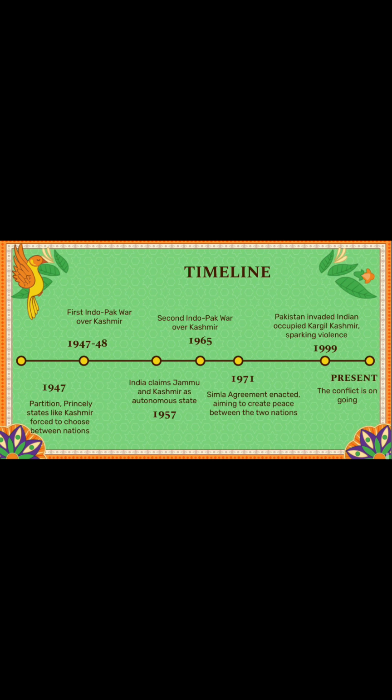1947-1948, the first Indo-Pak War over Kashmir. 1957, India claims Jammu and Kashmir as autonomous states. 1965, second Indo-Pak War over Kashmir. 1971, Simla Agreement enacted aiming to create peace between the two nations. 1999, Pakistan invaded Indian-occupied Kargil, Kashmir, sparking violence, and now the present, the conflict is still going on.